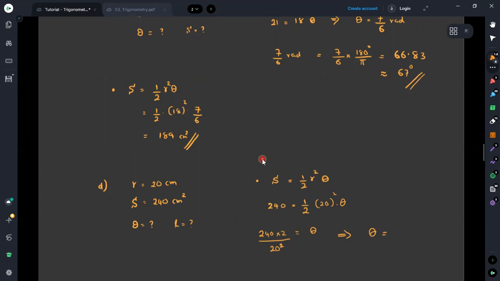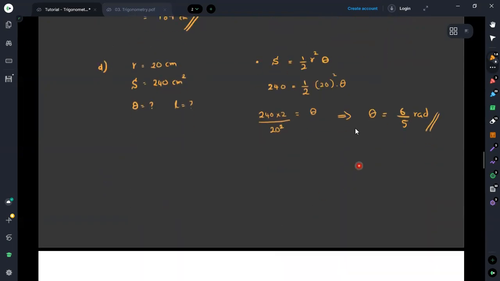Here we will get it as 6 divided by 5 radians. We can keep it in radians, but if you need, you can convert it into degree measures if you wish to have that value. But here I will just take the angle theta in radian measures, since radian measures are used in the further calculations as well.